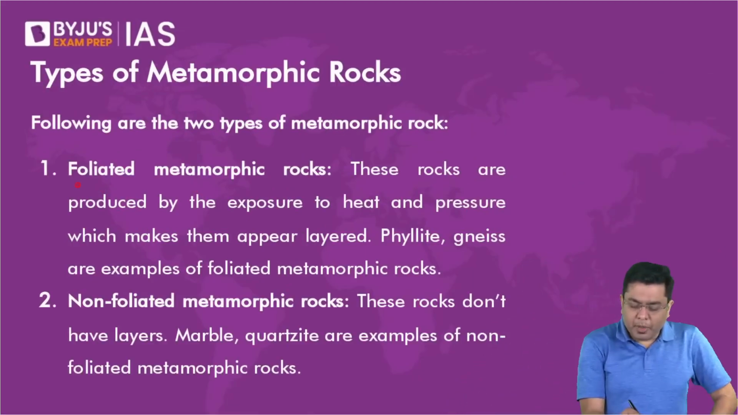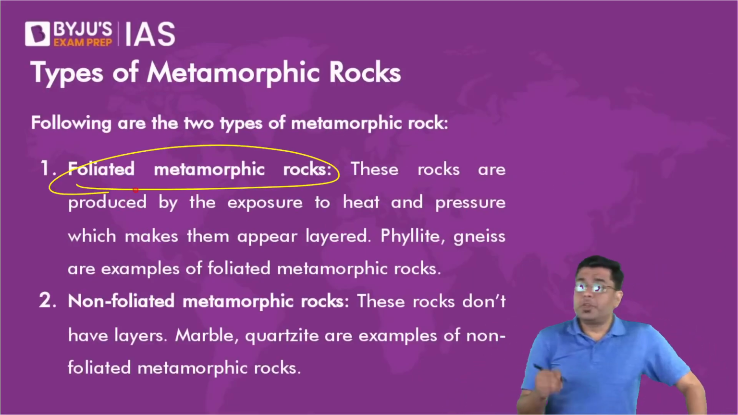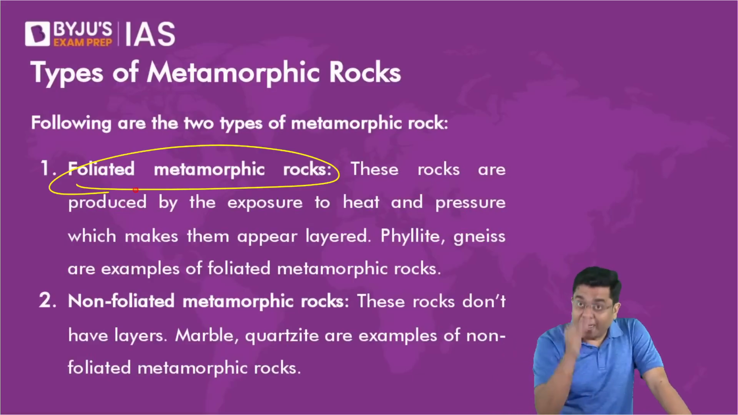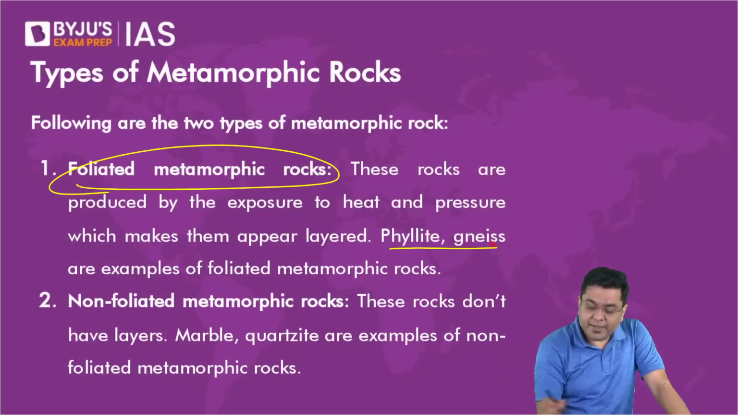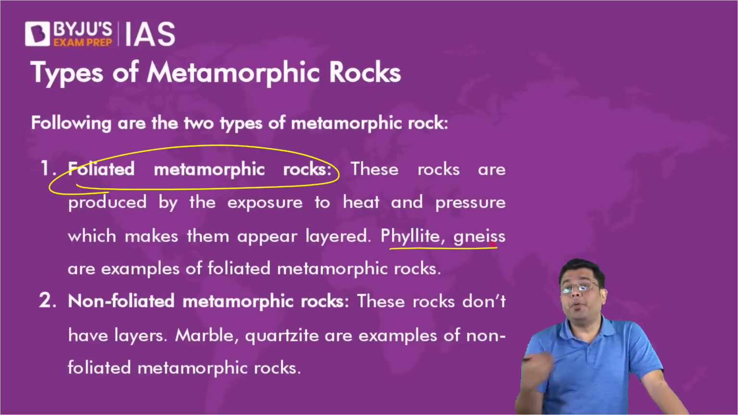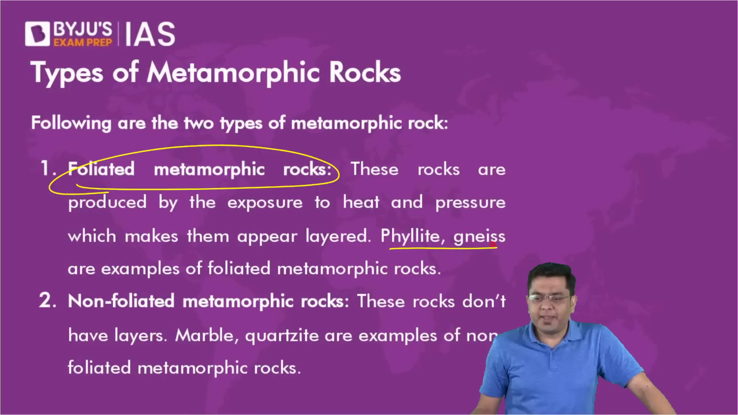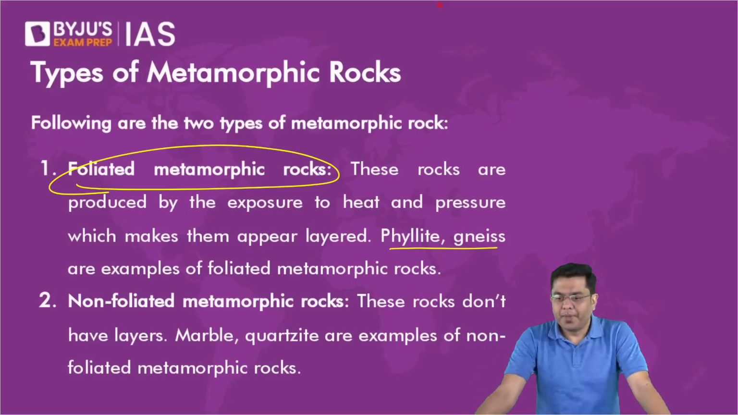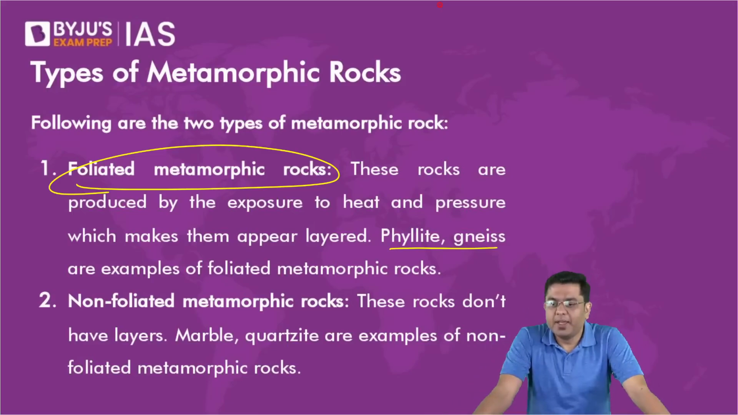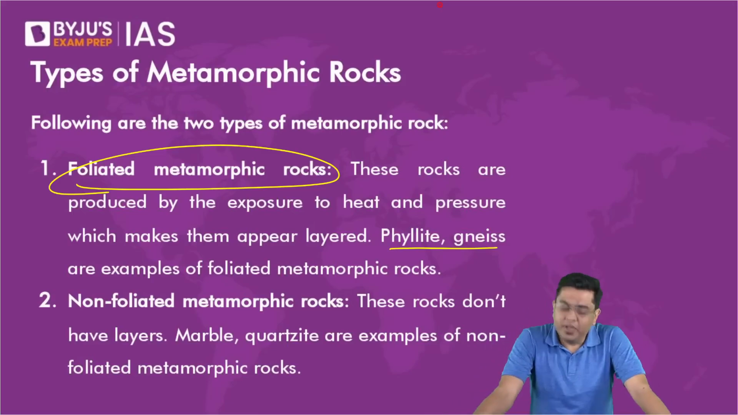So foliated metamorphic rocks, these are produced whenever you have a kind of a layered structure. So phyllite, gneiss is formed by the metamorphosis of, generally which kind of rock leads to creation of gneiss? It is basically which one? Let me know. Granite in general. Okay. Yes, correct, Garvit. Granite ends up creating gneiss.